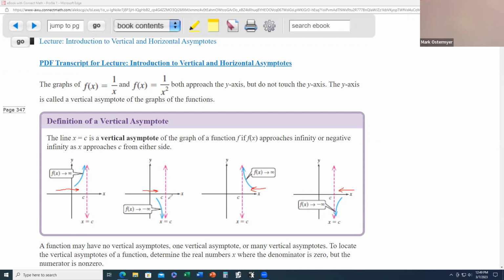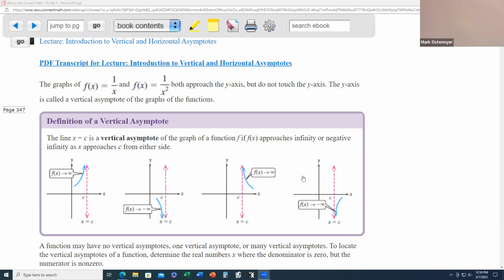Ladies and gentlemen, notice the graph will never touch or cross a vertical asymptote. And the reason why is because at vertical asymptotes, your rational function is undefined. And so that gives us a little inkling as to how we're going to find vertical asymptotes. That gives you a hint of something to come.